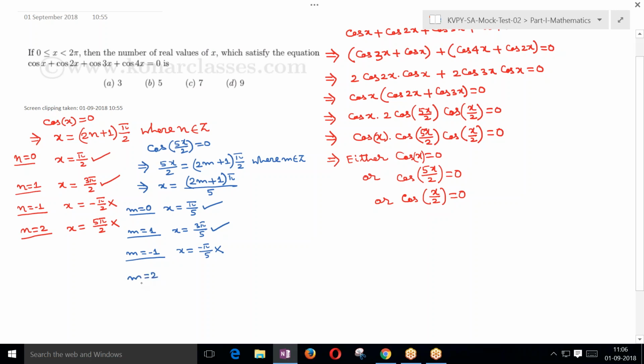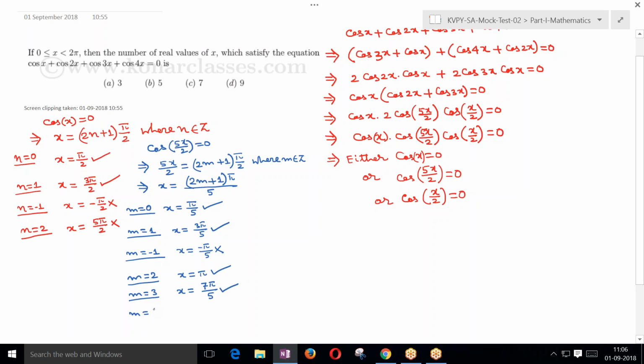If we put m equal to 2, the value of x we will get is 2 into 2 plus 1, that is 5 pi by 5, which is equal to pi, and pi is in between 0 and 2 pi, so it is an acceptable solution. Then we put m equal to 3. The value of x we will get is 2 into 3 plus 1, that is 6 plus 1, 7 pi by 5. 7 pi by 5 is in between 0 and 2 pi, so it is an acceptable solution.